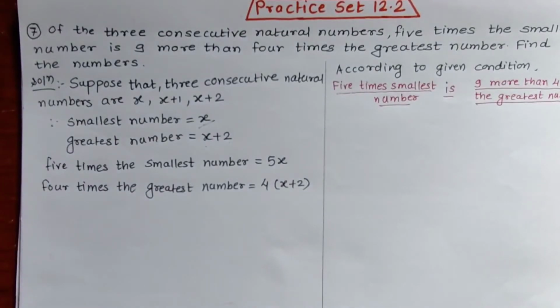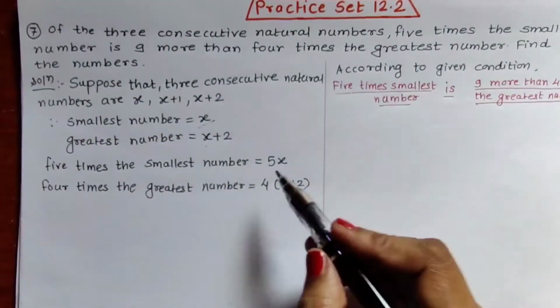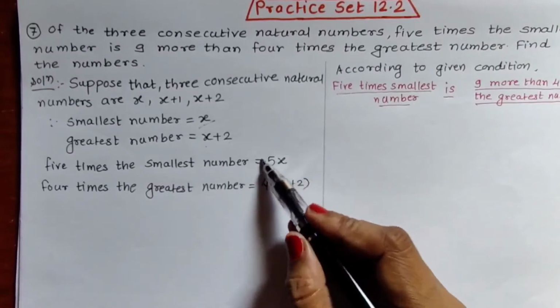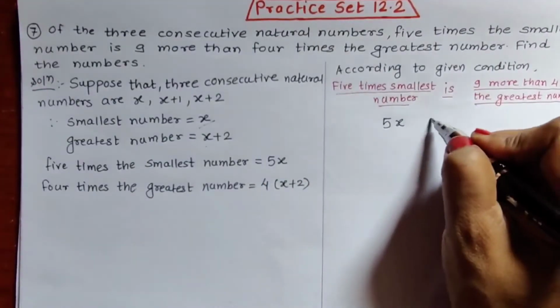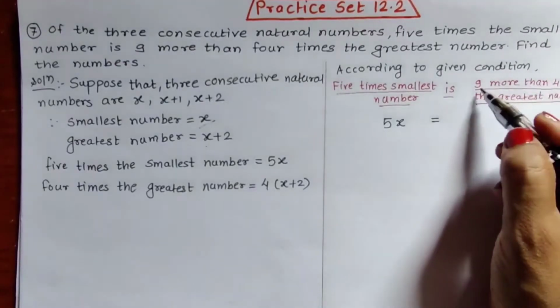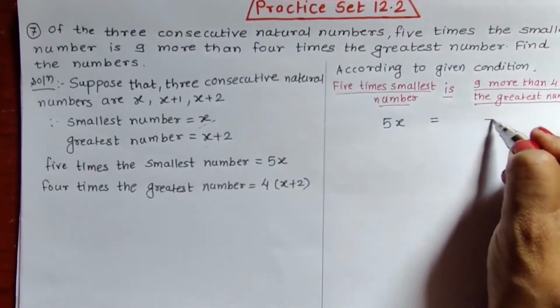Now from this we have to form our equation. 5 times the smallest number. 5 times the smallest number is 5x. So I write here 5x. Now see children, "is" means equal to sign we have to put. 9 more. 9 more means plus 9.